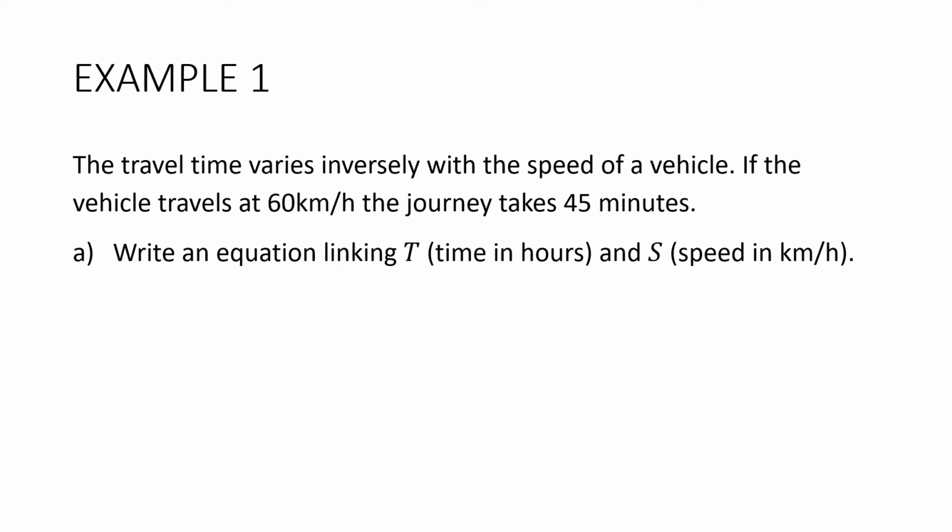So let's write an equation. T varies inversely with s. So t is equal to k over s. Now let's substitute in t is equal to 0.75, that's 3/4 of an hour, and s is equal to 60. Multiplying both sides by 60, k is equal to 45.